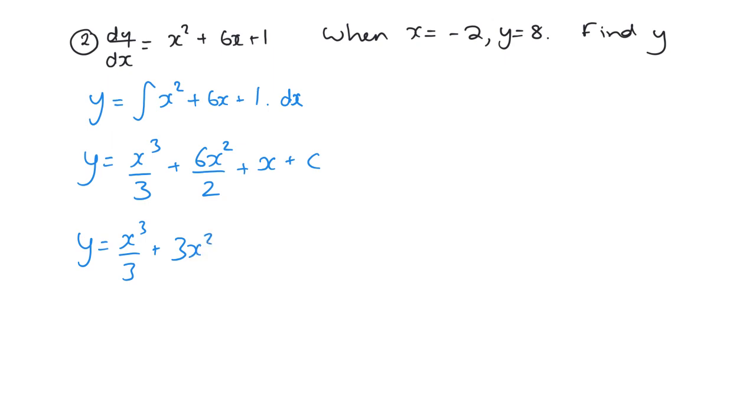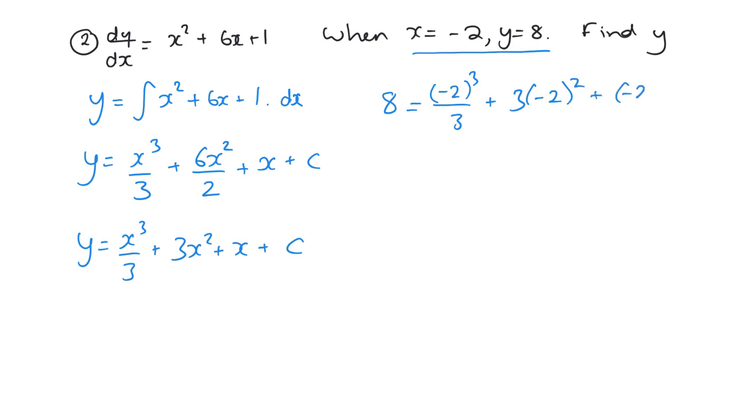So we can tidy that up. So we get y equals x cubed over 3 plus 3x squared plus x plus c. Now we're going to use these boundary conditions. So when y is 8, x is minus 2. So put that into our equation. Just be careful of your minus signs.